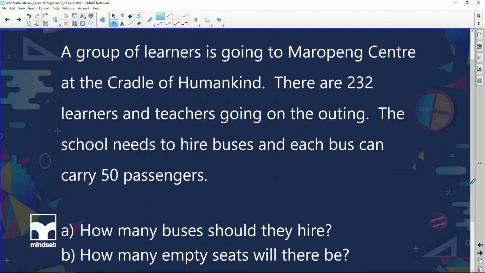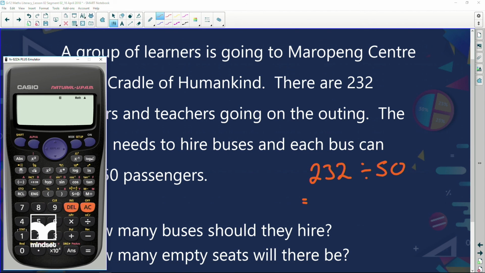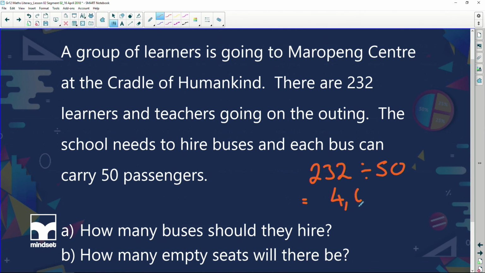A group of learners is going to Maropeng Centre at the Cradle of Humankind. There are 232 learners and teachers going on the outing. The school needs to hire buses, and each bus can carry 50 passengers. How many buses should they hire? So we've got 232, we're dividing it by 50 passengers, and that's going to tell me how many buses I need. So 232, divide that by 50, and I land up with 4,64 buses.